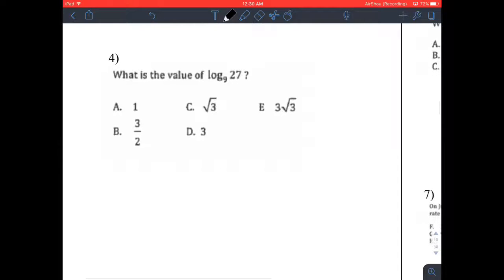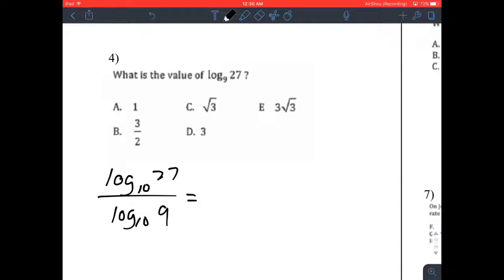All right, let's look at this example. What is the value of log base 9 of 27? Well, first of all, you can use your calculator, the change of base property. You could do log base 10 of 27 divided by log base 10 of 9. Put that in your calculator, and you are going to get 3/2 as the answer.